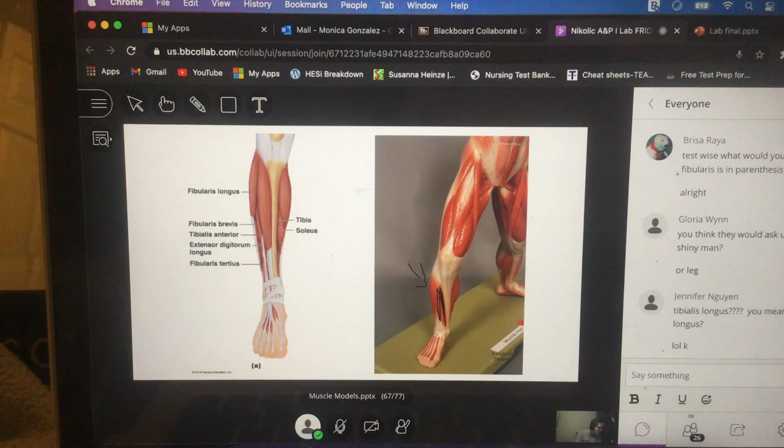And the reason why is because on the mini model, they don't ask for the extensor digitorum, at least not that I can see. They're asking for the tibialis anterior and the fibularis longus. And the fibularis longus is tricky on this model. It's just going to be on the side here, okay?